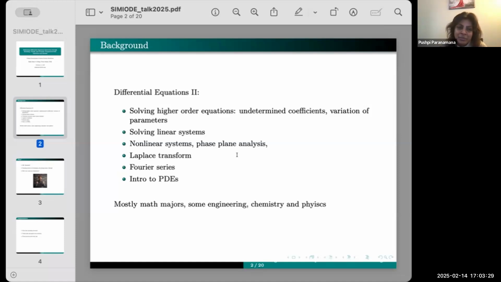The class is mostly math majors, and there are a lot of engineering students. We have a dual degree program with Notre Dame, so we have a lot of engineering students and some chemistry and physics students.